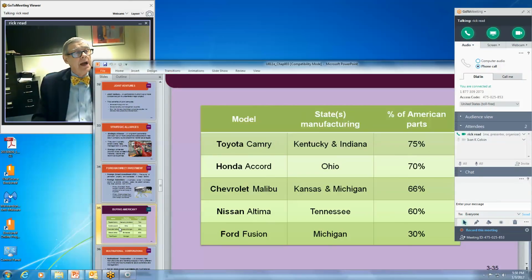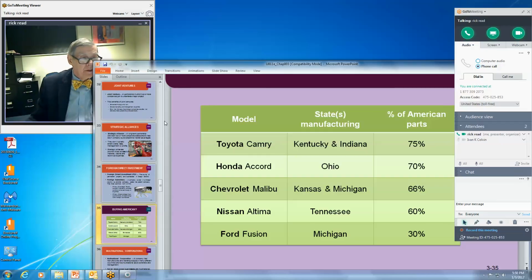Now, I like to show this slide because we talk about what's made in America. A Toyota Camry is made in Kentucky and Indiana, Georgetown, Kentucky, specifically. I don't know the town in Indiana. 75% of the parts in that car are American. The Ford Fusion, on the other hand, by the way, just a piece of information for you: my wife and I own a Ford Fusion hybrid, manufactured in Michigan, yet only 30% of the parts are American.